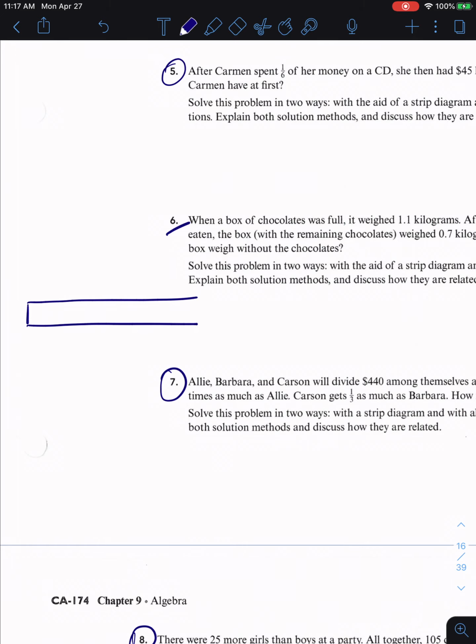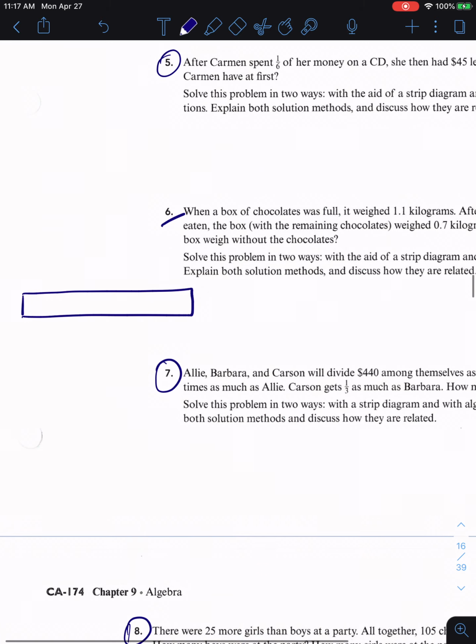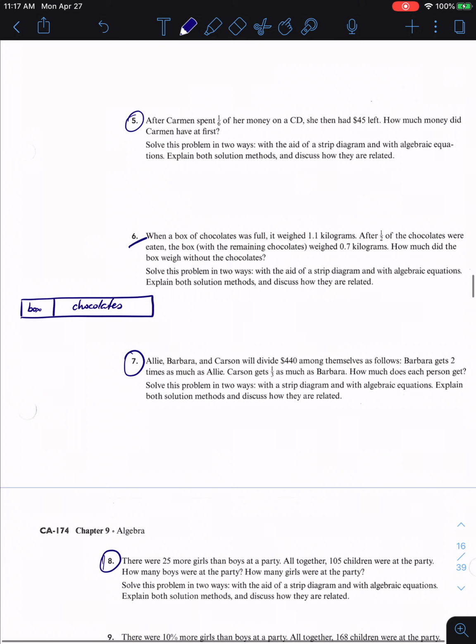We have a box, and part of it is the actual box, and part of it is chocolates by weight. And together, this is 1.1 kilograms. Okay. When we eat half of the chocolates, right, so the box and half chocolates, we are left with 0.7 kilograms.